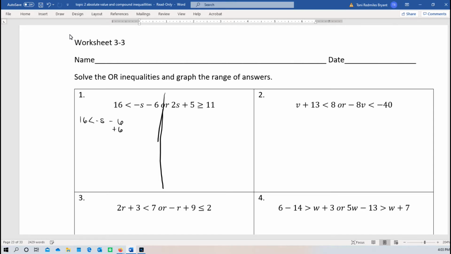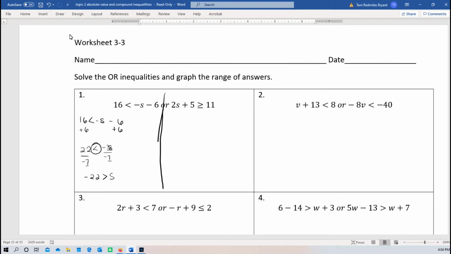Alright, I'm going to add 6 to both sides. That's going to give me 22 is less than negative 6, not 6, s. There's an understood 1 in front of it, so I'm going to divide both sides by a negative 1. Since I divided by a negative, remember, we've got to flip that inequality, and we should have by this point tested why that's true, looked at some tables of values.